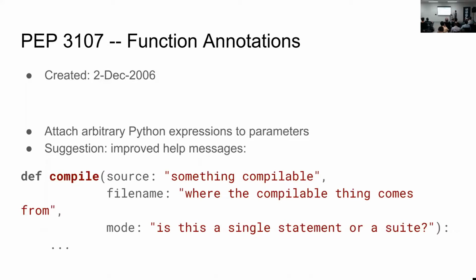First, back all the way in 2006, we had this step called Function Annotations. What function annotations allowed us to do was attach any arbitrary Python expression to a parameter. Here, for example, is an example straight from the PEP for improving the help message for the built-in compile function. Here we've just given each parameter a string.